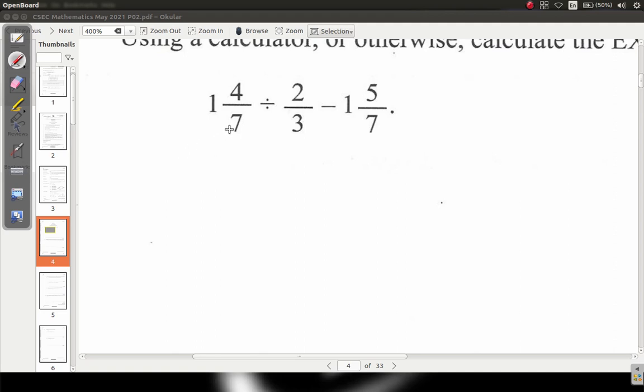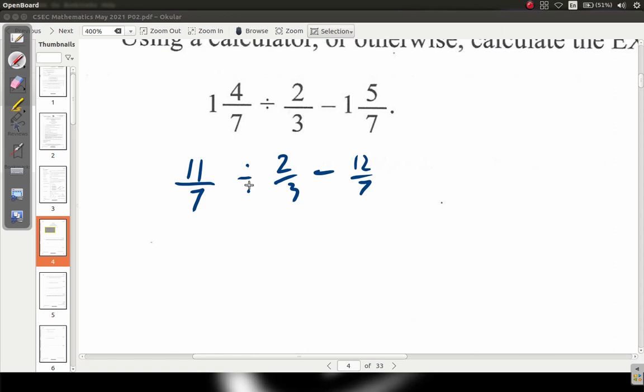So remember what you do now? You say 7 times 1 is 7, 7 plus 4 is 11. So what you have is 11 sevenths. And that 11 sevenths divided by 2/3 minus. So you have 7 times 1 is 7, 7 plus 5 is 12. 12 sevenths. So you turn them into improper fractions, with the numerator up at top bigger than the denominator down at the bottom.